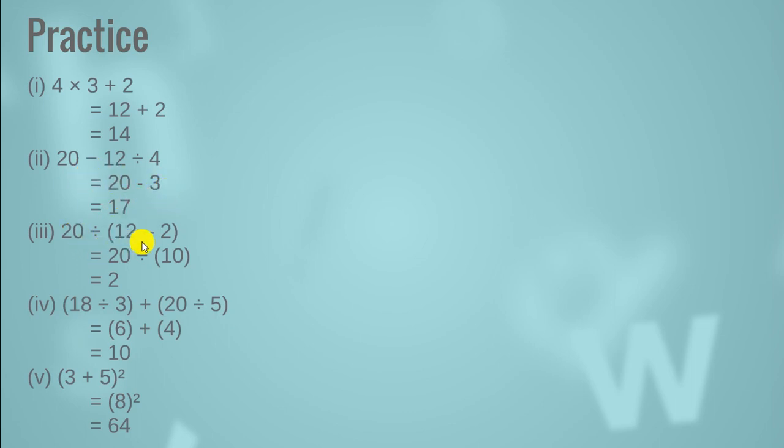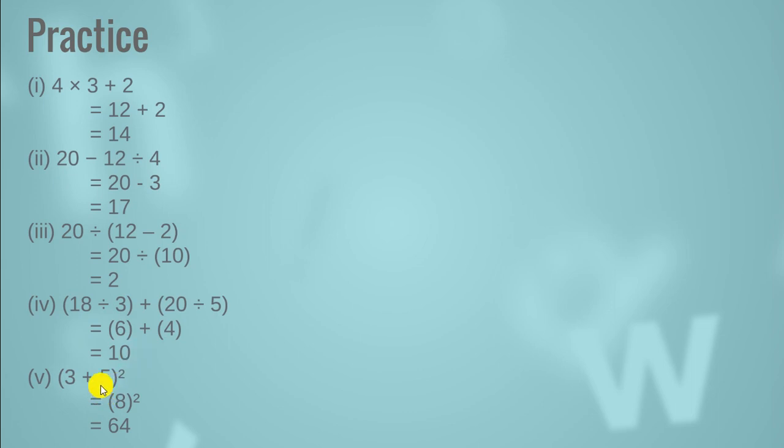So now 20 divided by (12 minus 2). You must be imagining that division is going to have a higher priority than the minus sign, but these brackets are going to have higher priority than this division sign. So first we will solve the brackets, that is 12 minus 2 gives us 10, and then we will solve 20 divided by 10, that is 2. Now we have two brackets over here. We can solve the brackets alternatively, that is 18 divided by 3 gives us 6 and 20 divided by 5 gives us 4. So we solve the brackets side by side and this plus sign remains. So now 6 plus 4 gives us 10.